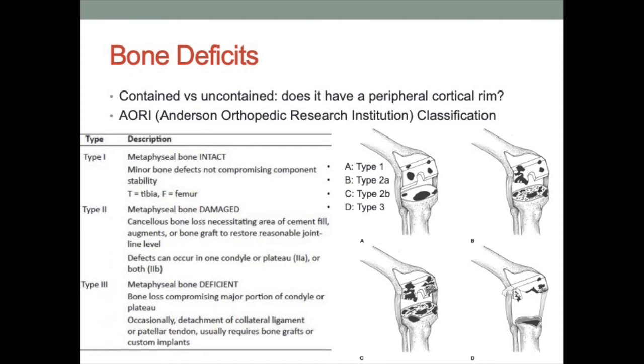Type 3, finally, is you have deficient metaphyseal bone. So this is excessive bone loss that will compromise fixation and stability. So these are ones where you may need a mega endoprosthetic, or you will definitely need some sort of diaphyseal fitting stem to bypass those defects, and probably cones or sleeves to fill those defects.